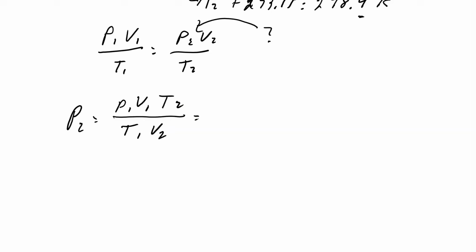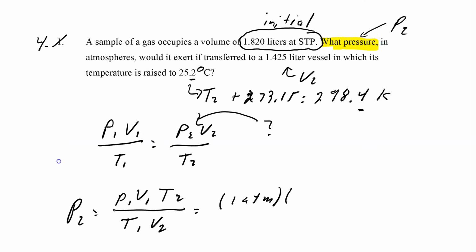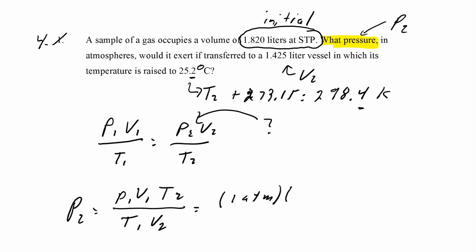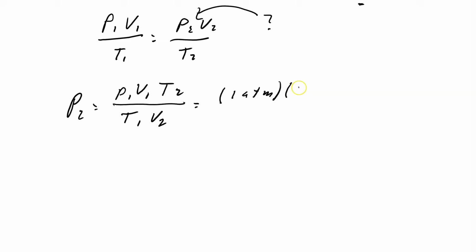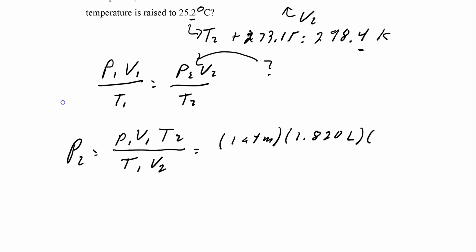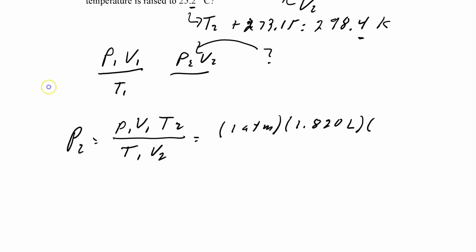Okay, now let's substitute in. Initial conditions were STP, and they want the pressure in atmospheres. So let's put in 1 atmosphere pressure, initial. Our initial volume, let's scroll back and get that number, 1.820 liters. T2, our final temperature, 298.4 kelvins.